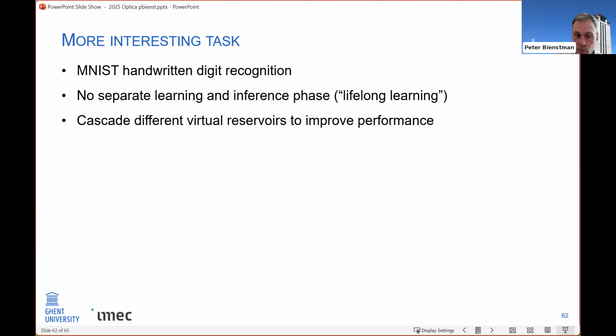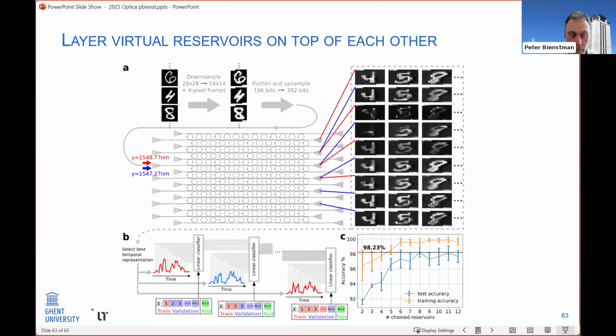And also because I mentioned earlier that sometimes the error goes up, and that's not what we want, we also want to exploit the fact that within the same physical chip, we can have many virtual chips and then cascade these virtual chips such that the error of the first reservoir gets compensated by the next reservoir in the chain. So we have a combination of different techniques here to solve this task.